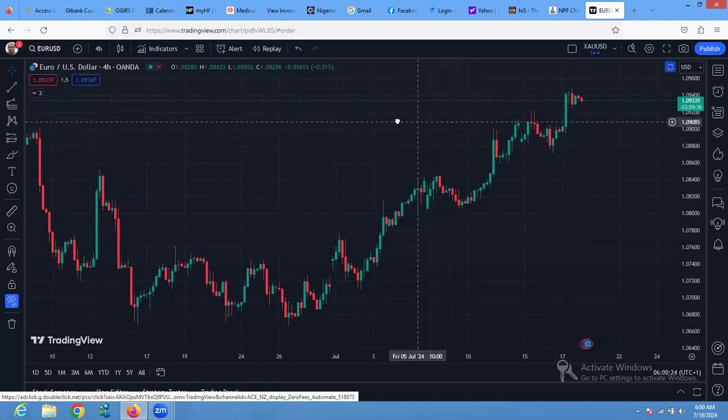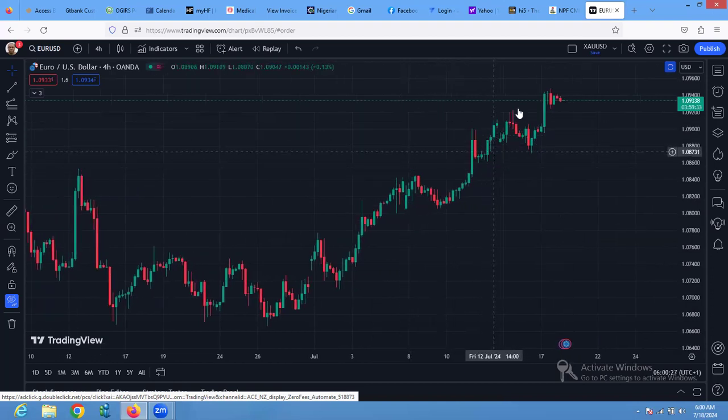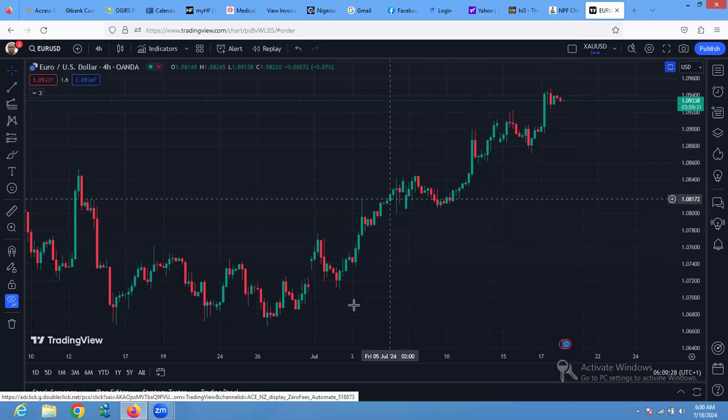So now, price did this correction in the middle. So price has been doing a 1-2 and a 1-2.